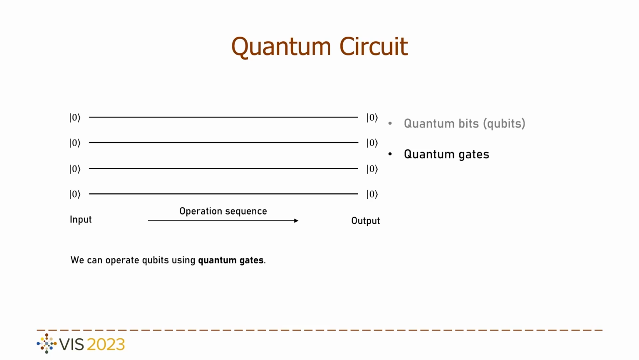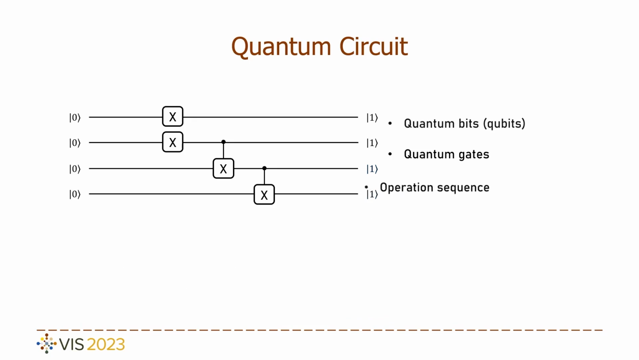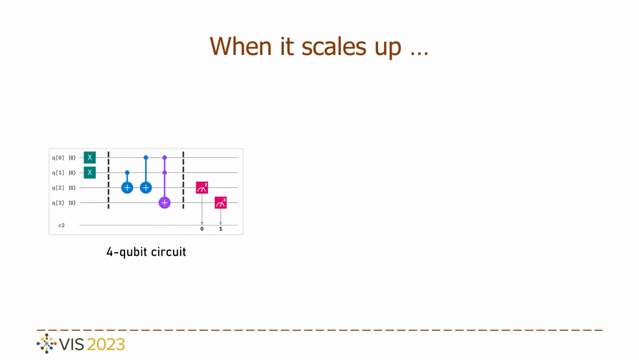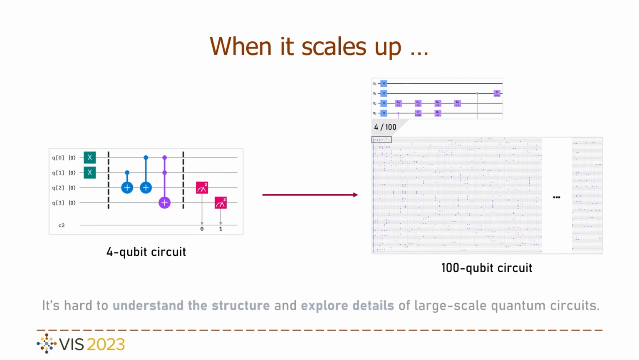For example, we can use X gates to invert the qubit states from 0 to 1. Also, we can use gates that connect multiple qubits to perform multi-qubit operations. By arranging quantum gates in specific combinations and sequences, we can create quantum algorithms. However, as the capability of quantum computers grows, with more and more qubits being added, the representation and analysis of large-scale quantum circuits become increasingly complicated.